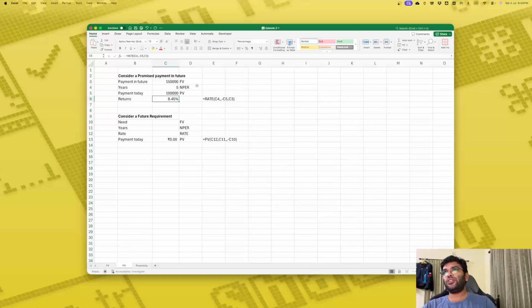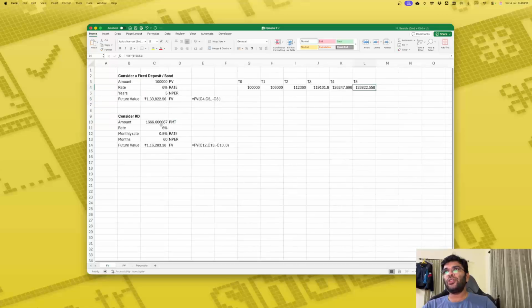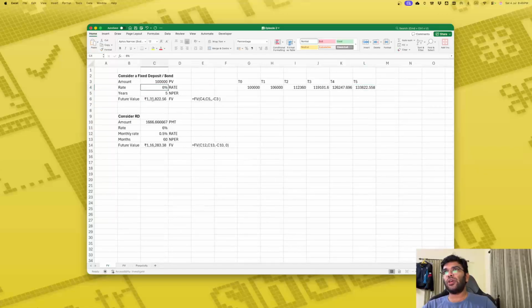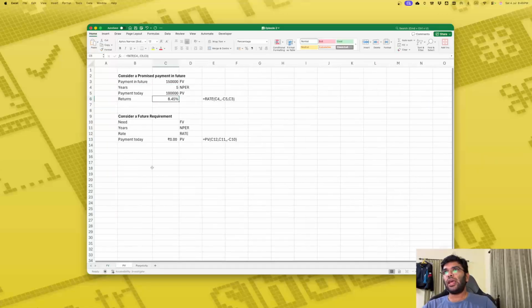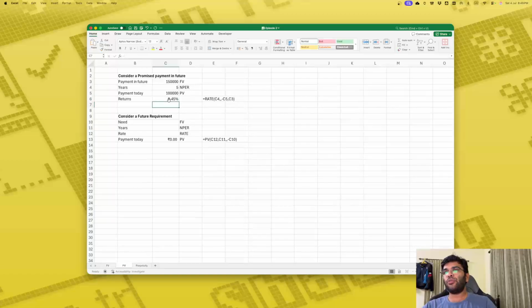We are using a rate function here. In rate, the first one is NPER, the same as last time, the number of years. Payment is blank as there is no monthly payment. Present value is what you're investing now. Future value is what you're getting. Under these circumstances, you're getting a return of 8.45%. In the last example, we used a return rate of 6% and we got 1.33. And in this example, at a return of 8.45%, we're getting 1.5.